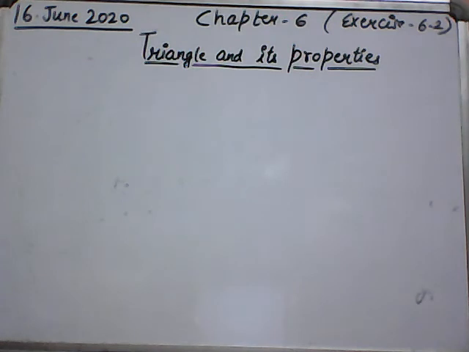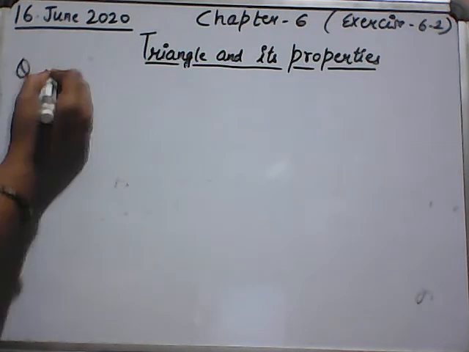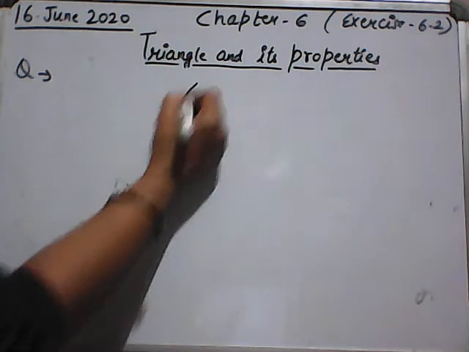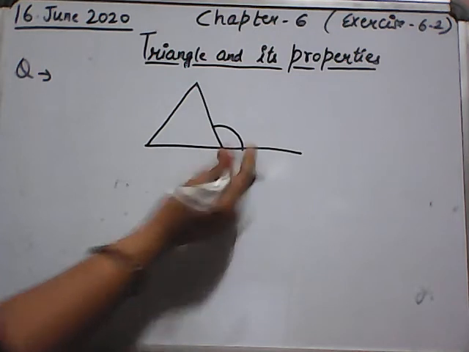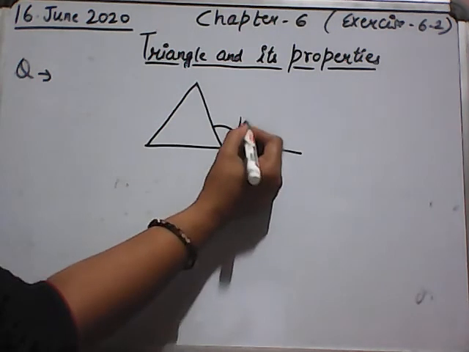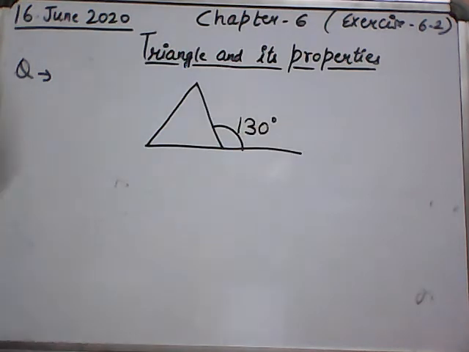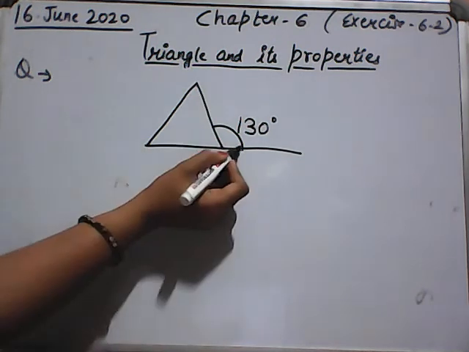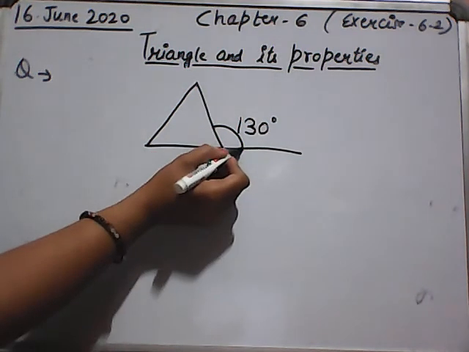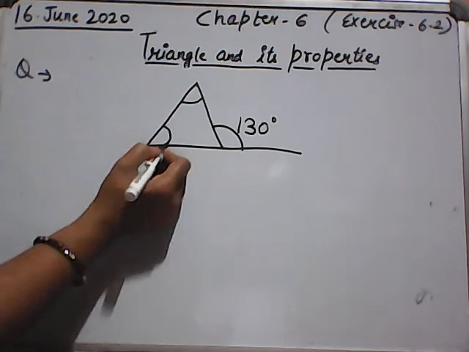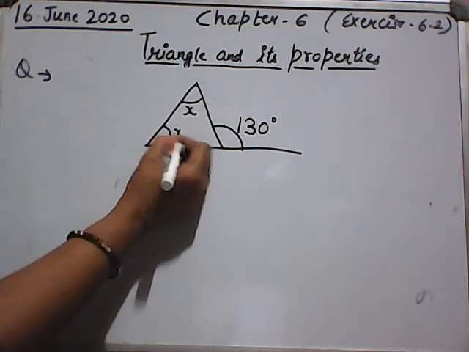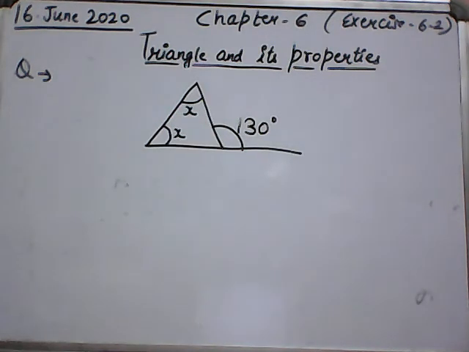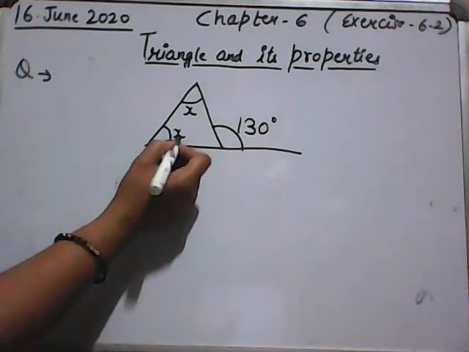This is based on the exterior angle property. If the exterior angle of a triangle is 130 degrees, and its interior opposite angles are equal, suppose x and x, then find the measurement of each interior opposite angle. Exterior angle means it lies outside the triangle. What are the opposite angles of this one? These two are the interior opposite angles, and these two angles are equal.